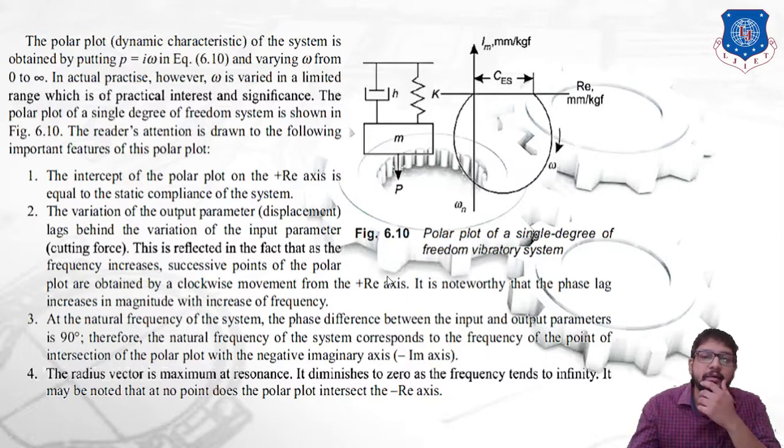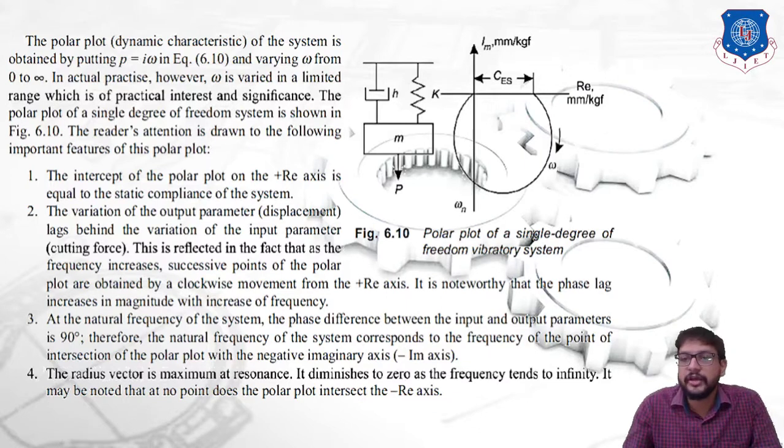So this is our equivalent dynamic system, where you can see a damper, spring and mass arrangement has been shown and a force is exerted on this system. On the x-axis, mm per kg force is equal to the static compliance of the system.